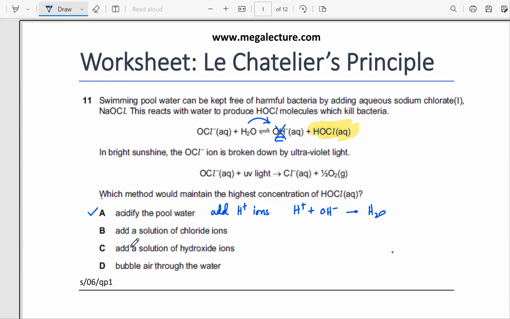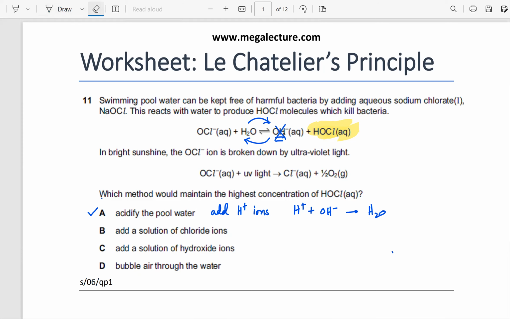The third one is if you add a solution of hydroxide ions. If you increase the quantity of hydroxide ions, if you add more OH ions, the equilibrium will try to do the opposite. It's going to try and decrease them. How is it going to decrease them? It's going to favor the backward reaction. It will try to convert the OH ions into something else. So that is not right. We want the forward reaction to happen. We don't want the backward reaction to happen. So with the hydroxide ions, you're not supposed to increase them. Okay?